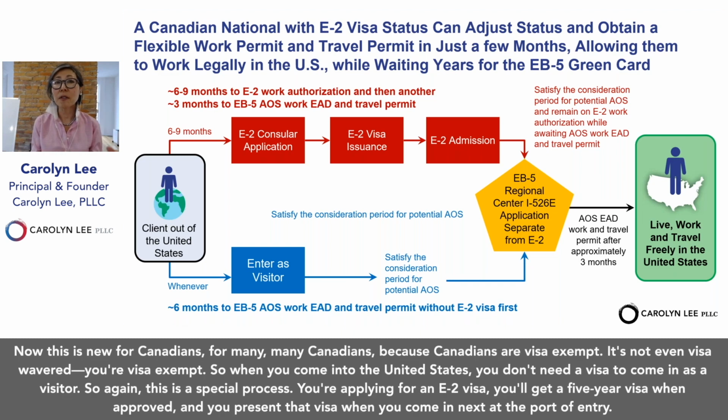Now, this is new for many, many Canadians, because Canadians are visa exempt. It's not even visa waivered, you're visa exempt. So when you come into the United States, you don't need a visa to come in as a visitor. So again, this is a special process. You're applying for an E-2 visa. You'll get a 5-year visa when approved, and you present that visa when you come in next at the port of entry.